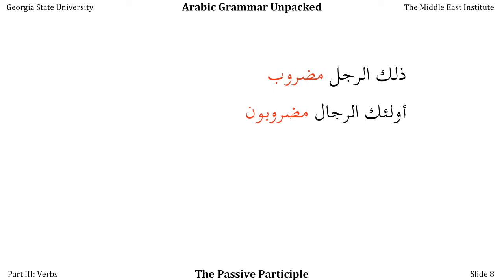If we want to pluralize the ism maf'ul, all we have to do is add the jam' mudhakkar salim ending, the un ending, or the at ending for female plurals. We don't have the problem with the ism maf'ul as an adjective that we did with the ism fa'il, where sometimes we had a different wazn to make it plural. So if we're going to use it as an adjective, we're always going to use the un and at endings for human plural. So ula'ika rijal madrubun, these men have been struck, again hopefully by something comfortable.